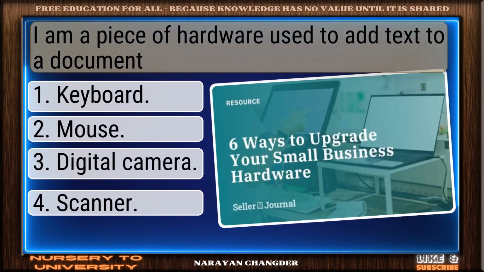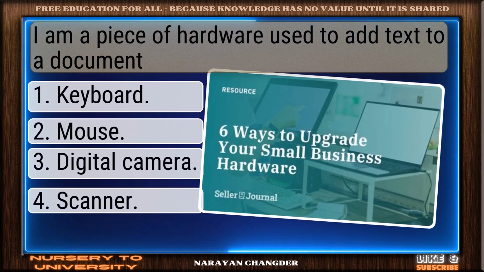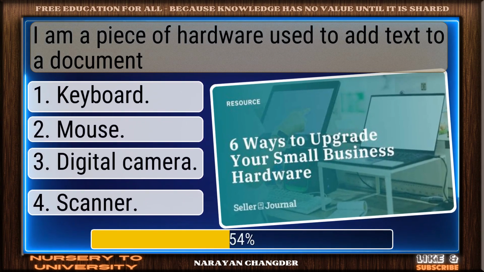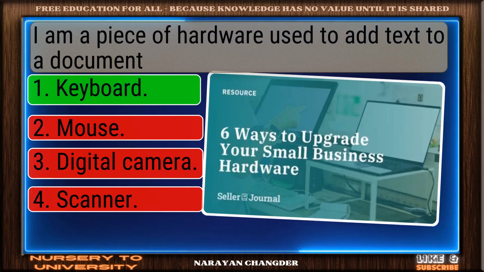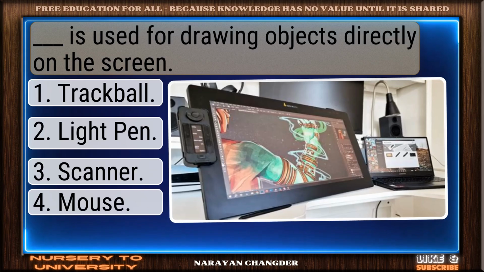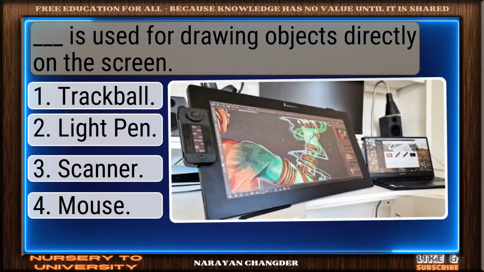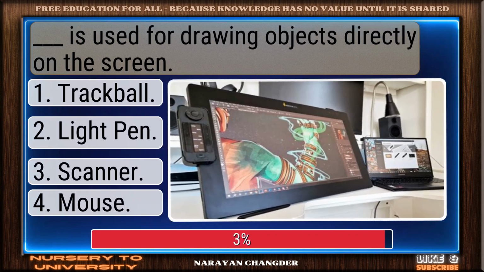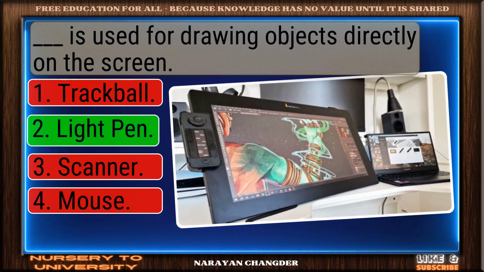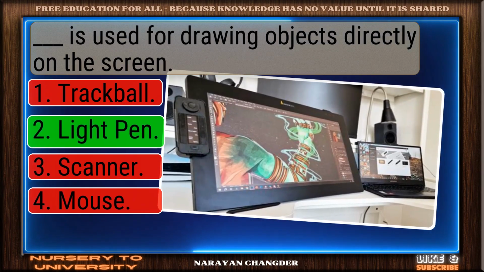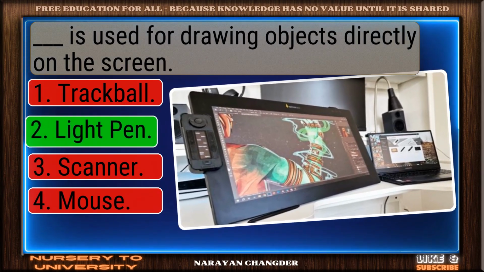I am a piece of hardware used to add text to a document. Perfect. Keyboard is the correct choice. Dash is used for drawing objects directly on the screen. Exactly. Light pen makes sense, and it is right choice.